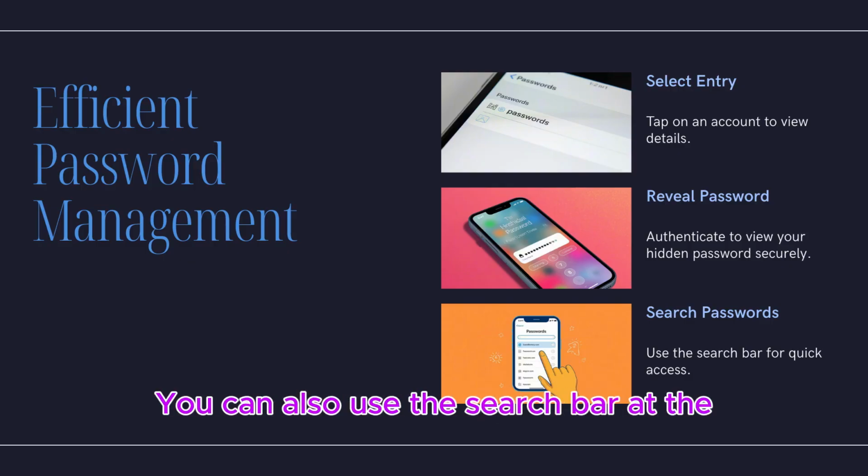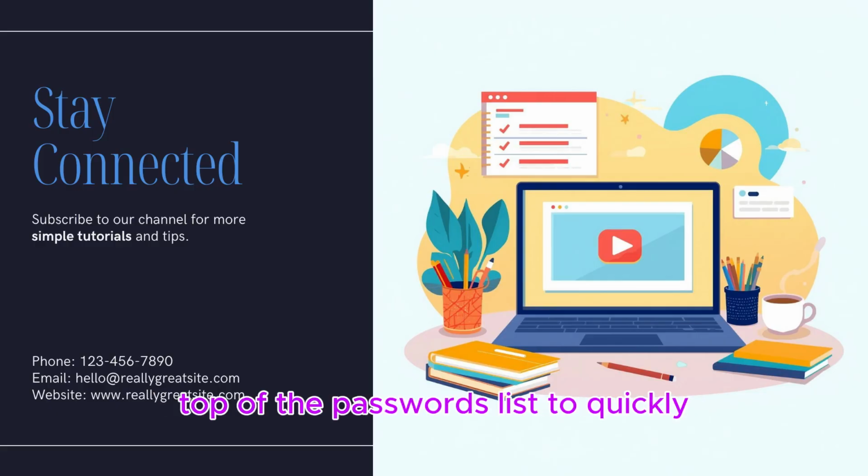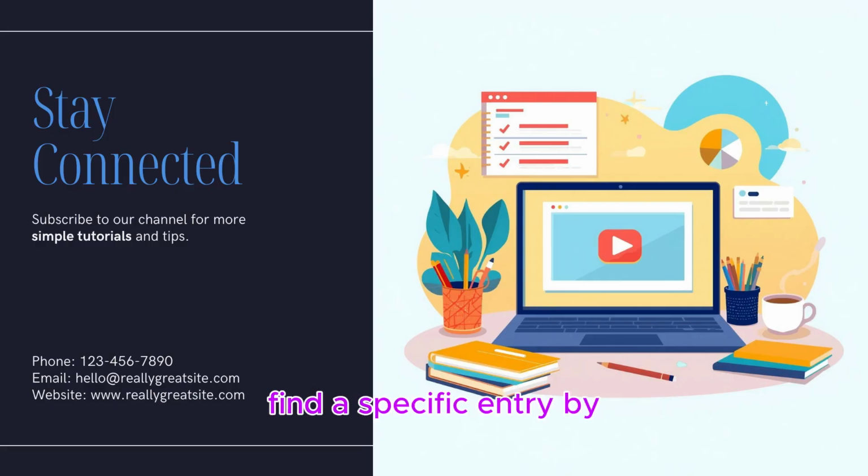Again, if asked, you can also use the search bar at the top of the passwords list to quickly find a specific entry by typing the website or app name. This method allows you to efficiently retrieve any login information stored in your iPhone's keychain. For managing or deleting a saved password, tap the Edit option.